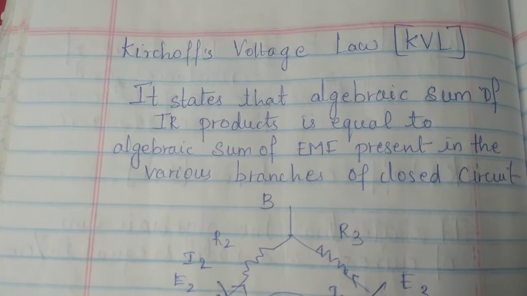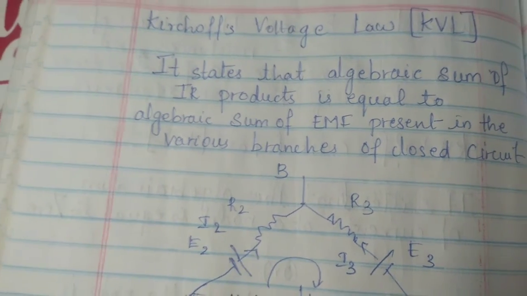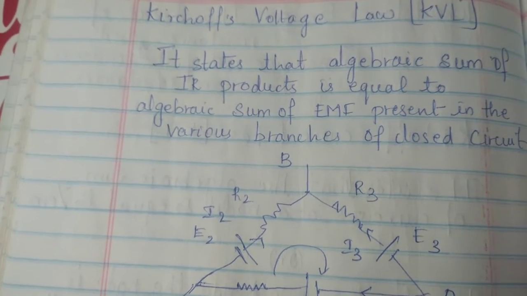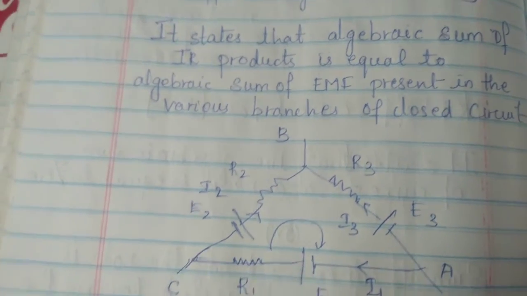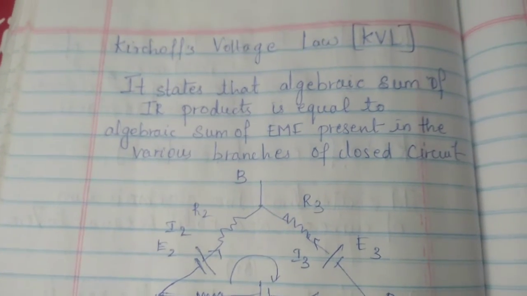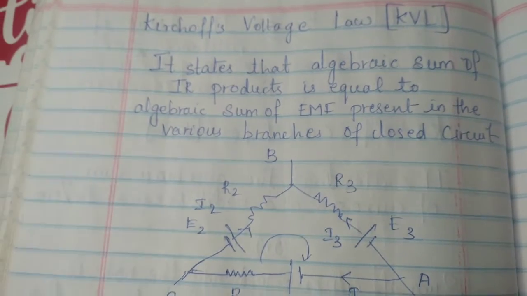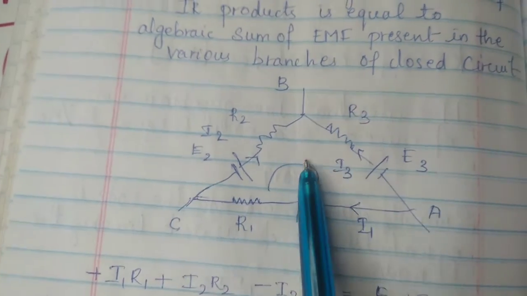And Kirchhoff's second law is called Kirchhoff's voltage law. It states that the algebraic sum of the I into R, which means the product of the current and the resistance, is equal to the algebraic sum of the EMF present in the various branches of a closed circuit. This is called Kirchhoff's second law, also called KVL, which is represented in the circuit diagram in this way.